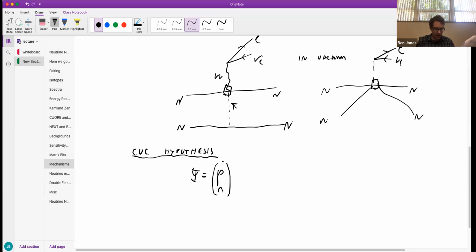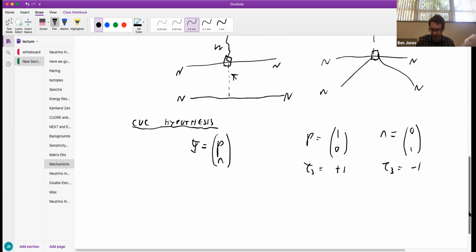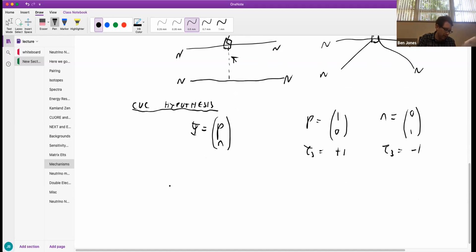Okay? So a nucleon has some quantum state in this particular Hilbert space, and so a proton is (1, 0), and a neutron is (0, 1). This has T3 of +1, and this has T3 of -1, where the T's are the isospin matrices, which are the Pauli matrices, basically.